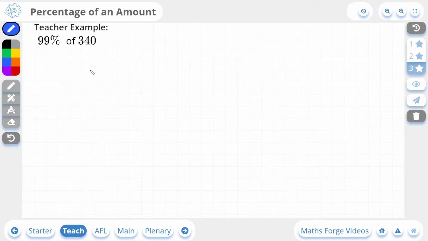Here we're being asked to find 99% of 340, so 99% as a fraction is 99 over 100. And we can't really simplify this fraction any further, so we're going to have to go ahead and multiply this by 340. Now this is going to require an understanding of multiplying and dividing by 100 and multiplying by decimals. So the first thing I'm going to do is 340 divided by 100, which is going to give us 3.40. I'm not going to write the 0 since it doesn't really change the value, so it's just 3.4. And we're going to multiply this by 99.